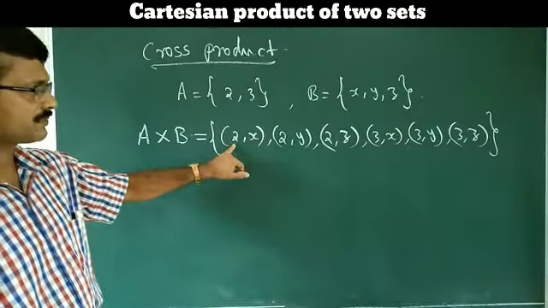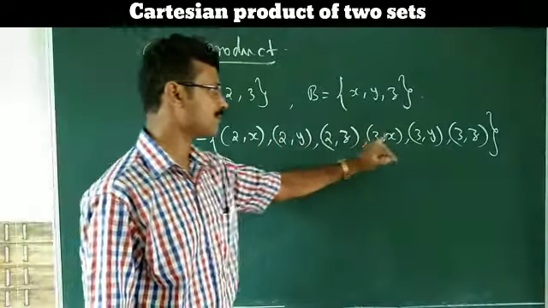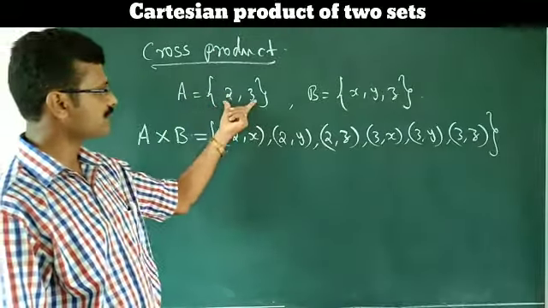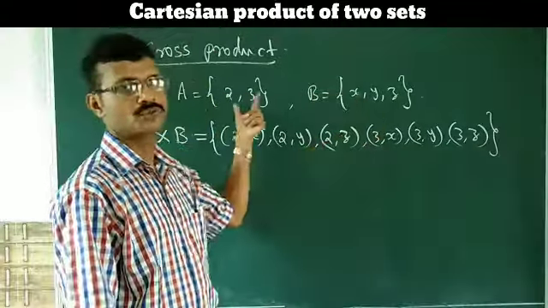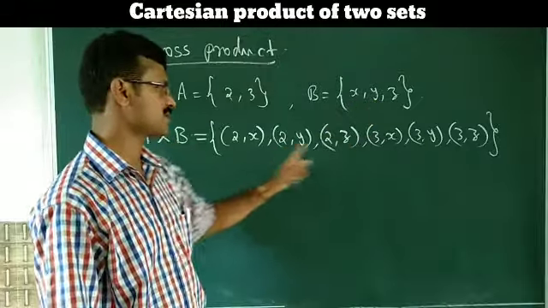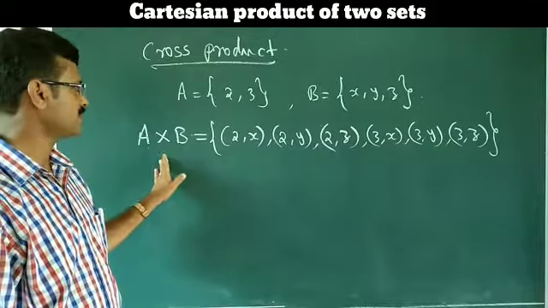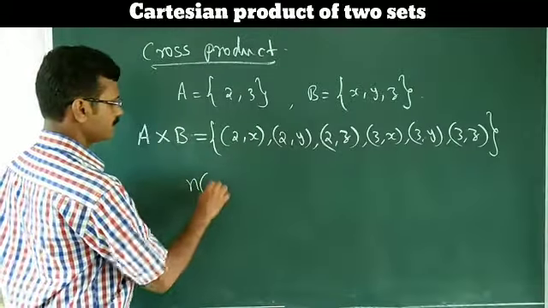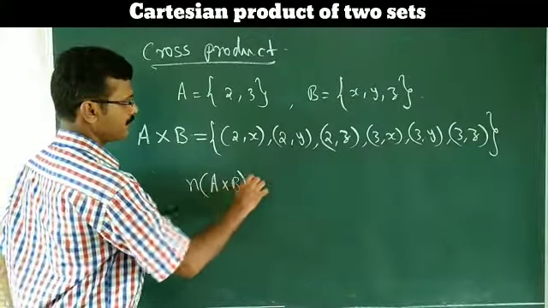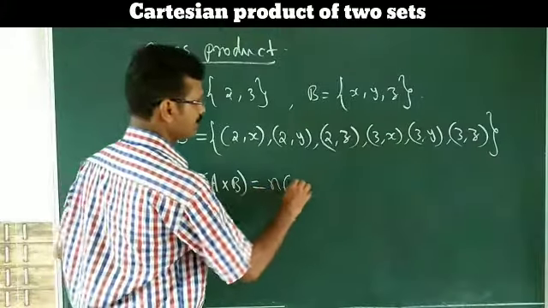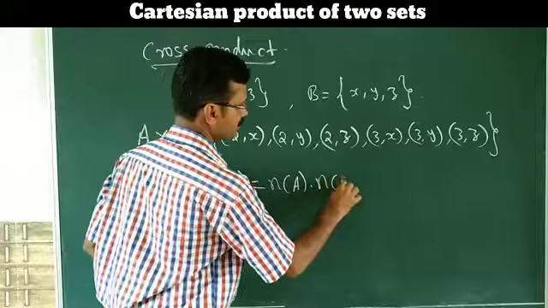See how many elements here? If you count, you can see 1, 2, 3, 4, 5, 6 elements. That will be same as here 2 elements, here 3 elements. 2 into 3, 6. That is same as here the total elements. So that is one property of cross product: the cardinal number of A cross B is equal to n of A into n of B.